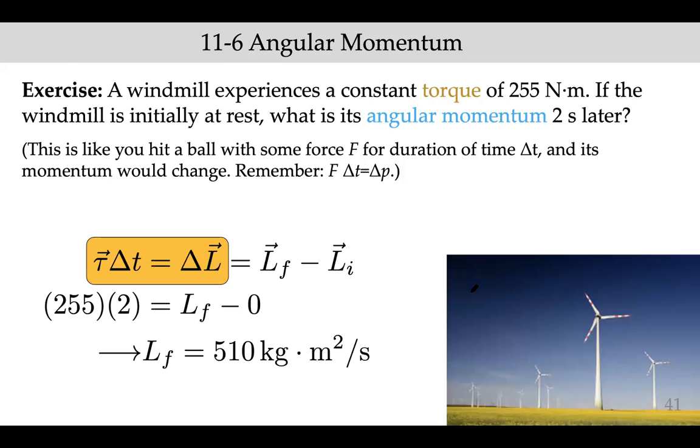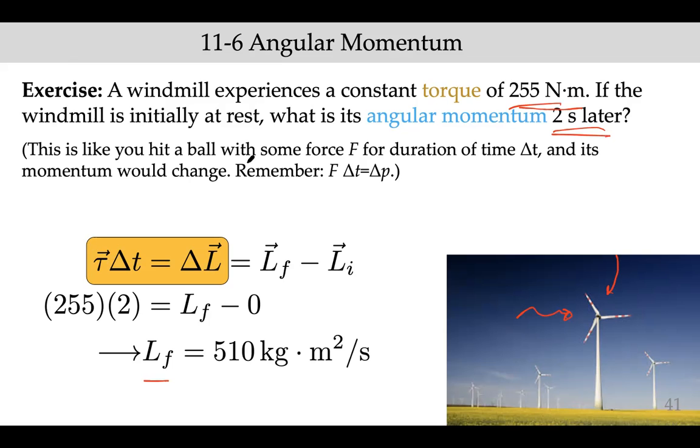Okay, let's do one example. A windmill here experiences a constant torque of 255 Newton meters. If the windmill is initially at rest, what is the angular momentum 2 seconds later? Maybe there's a wind coming, and that wind is creating a torque of this much. Let's say for 2 seconds, and if the windmill starts from 0 angular speed, what will be the angular momentum? It will be L final.